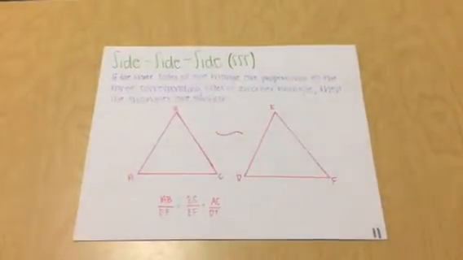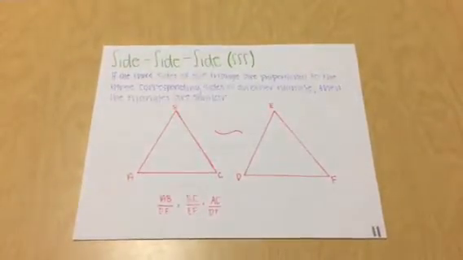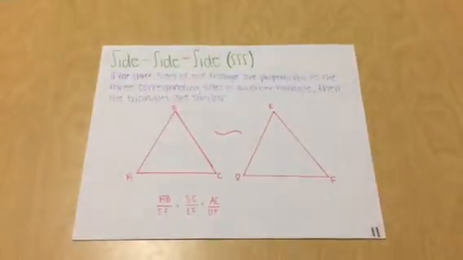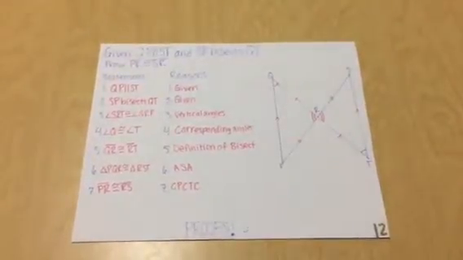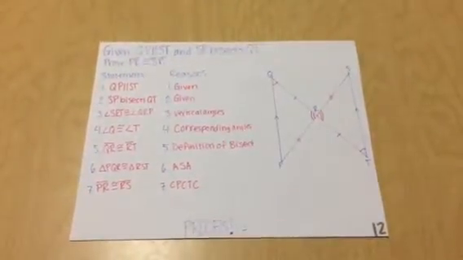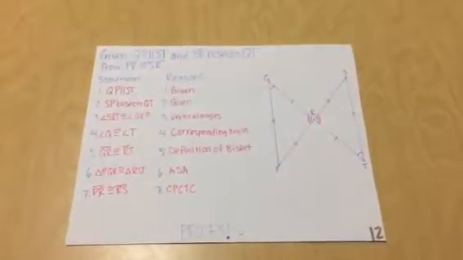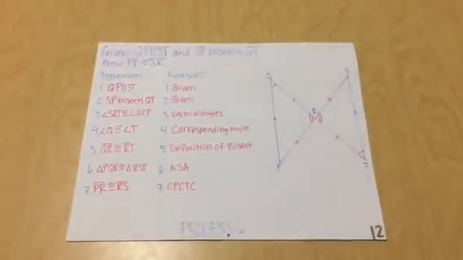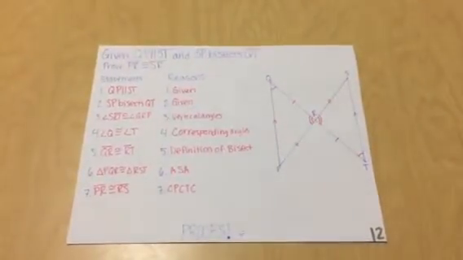Side side side is if 3 sides of one triangle are proportional to 3 corresponding sides of another triangle, then the triangles are similar. So in this problem we are trying to prove that the line PR is congruent to the line SR. We already know that QP is parallel to ST and that SP bisects QT.